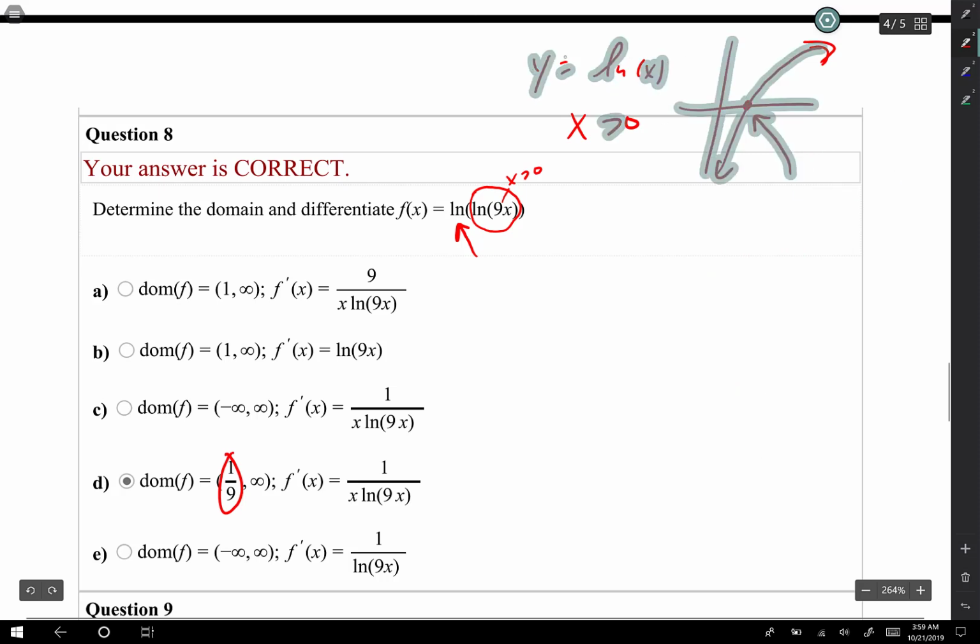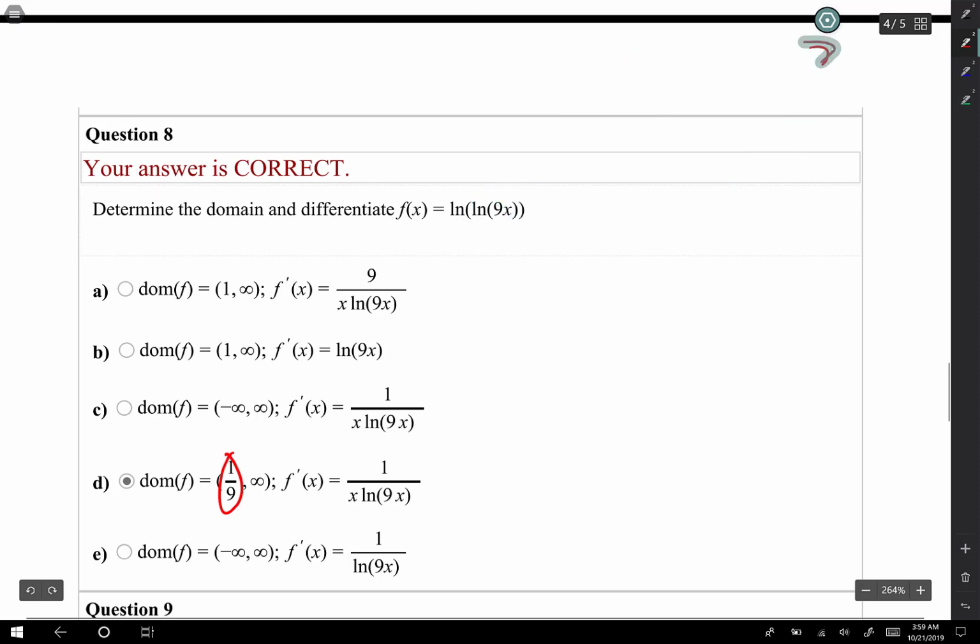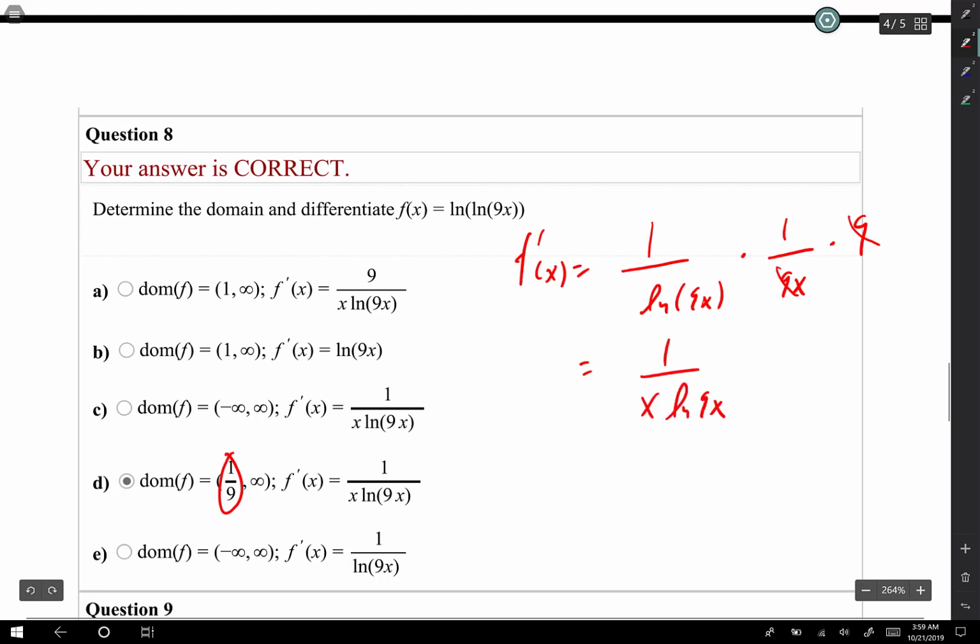Okay, here we go. Hopefully that made sense. If it didn't make sense, ask me again, and we can go over it in more detail. So the derivative, f prime of x, is equal to 1 over ln of 9x times the derivative of the inside, which is the derivative of ln of 9x, which is going to be 1 over 9x times 9. The 9's cancel out, and you have 1 over x ln of 9x, and there it is.